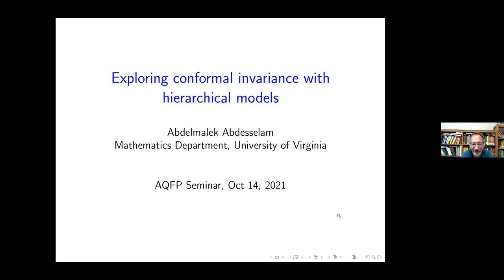So the talk is about exploring conformal invariance with hierarchical models. It's basically in two parts. First, I'm going to give a little bit of context. The first part I'll go a little bit quick. And then I will really start talking about these hierarchical models. Some of you probably may not be familiar with that, so I will try to go a bit slower. And at the very end, I will talk about my own work and some results. But even if I don't get there, I think that's not a bad thing. So let's start.